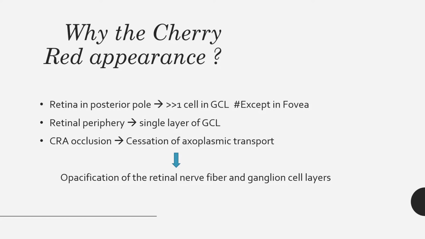So why is there a cherry red appearance? That is because the retina in the posterior pole has more than a single layer in the ganglion cell layer, except in the fovea. The retinal periphery too has just a single layer of ganglion cell layer.